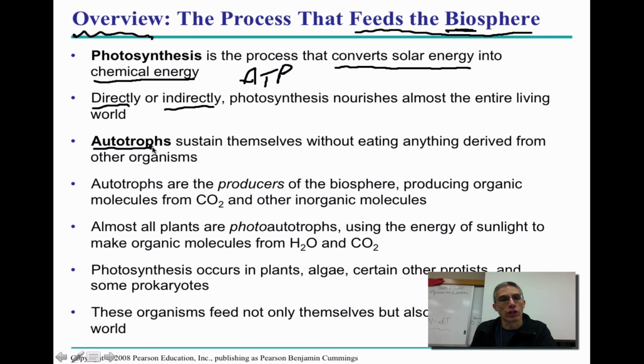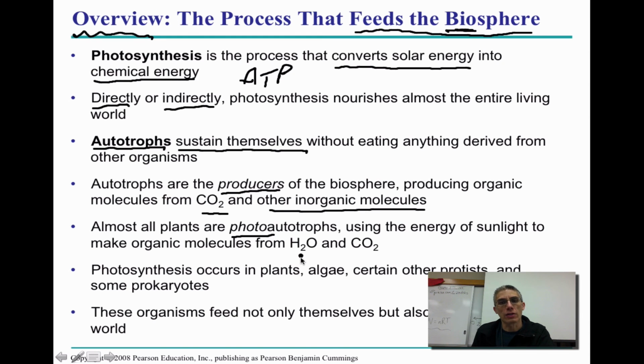One of those was called an autotroph. And remember, autotrophs are those types of organisms that can sustain themselves without actually consuming or eating anything. In other words, they don't have to eat another organism. Autotrophs are sometimes called producers. And what they do is they produce organic molecules from CO2 and other types of inorganic molecules that are found on this planet. So almost all plants are considered photoautotrophs, which basically means they're producers that utilize light energy to make organic molecules.